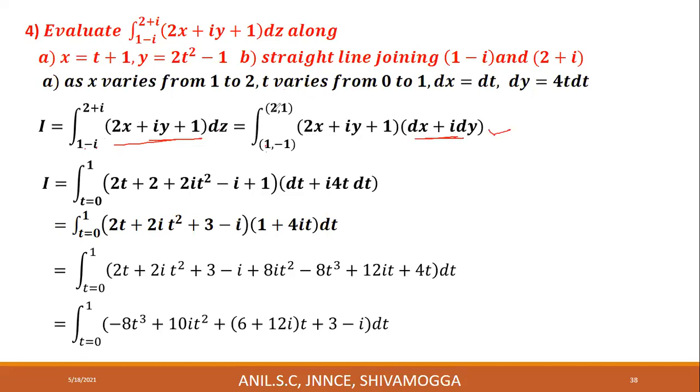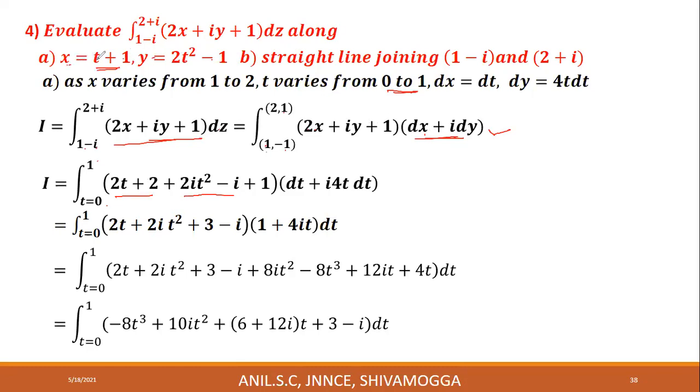Now, as x varies from 1 to 2, y varies from minus 1 to plus 1, t varies from 0 to 1. Substitute x is equal to t plus 1. Therefore, 2x is 2t plus 2. Plus i into y, that is 2i t square minus i. Plus 1 as it is. Then dx plus i dy.